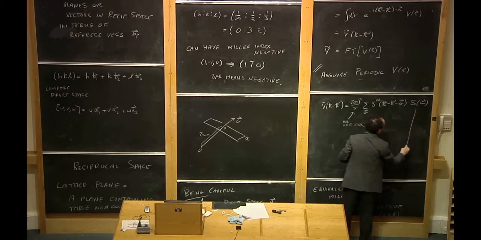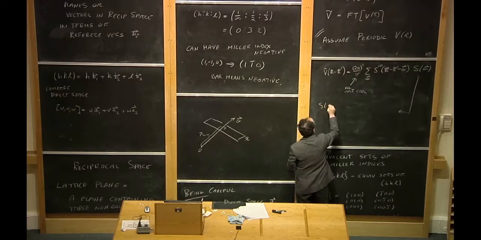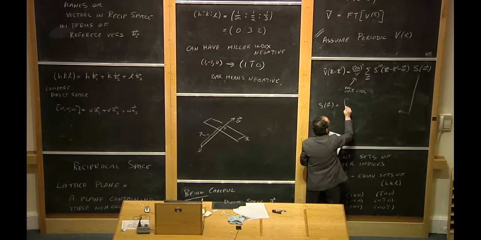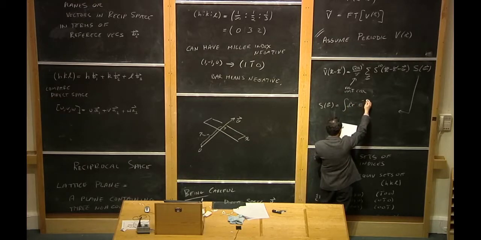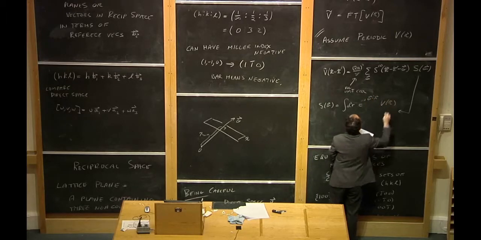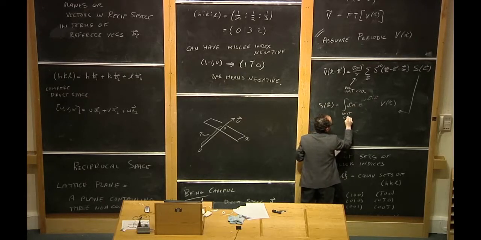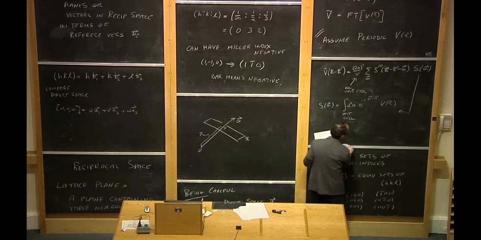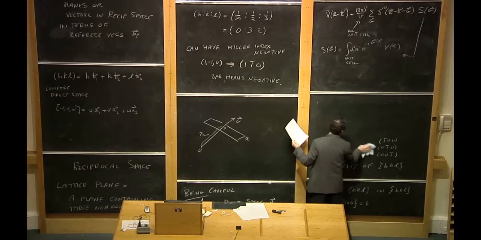And the structure factor here, S of g, equals the integral over the unit cell, d3r e to the i g dot r of v of r. It's the Fourier transform within a unit cell. So this is a law that we derived last time, and a couple of important facts about this law that we mentioned last time.